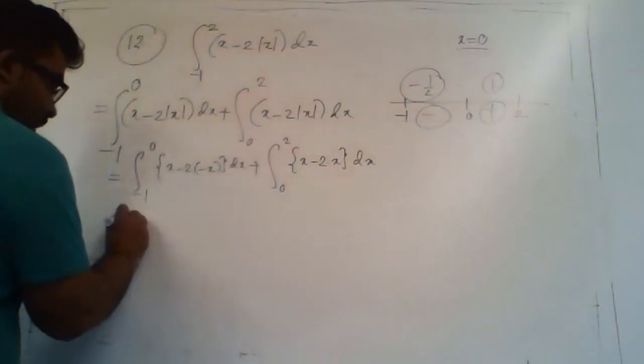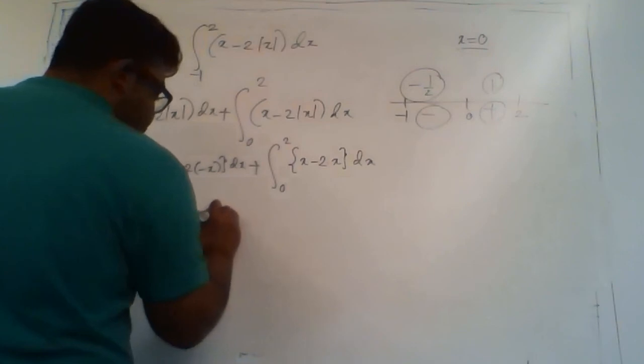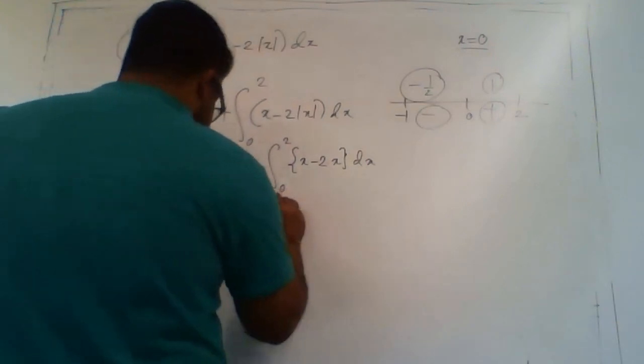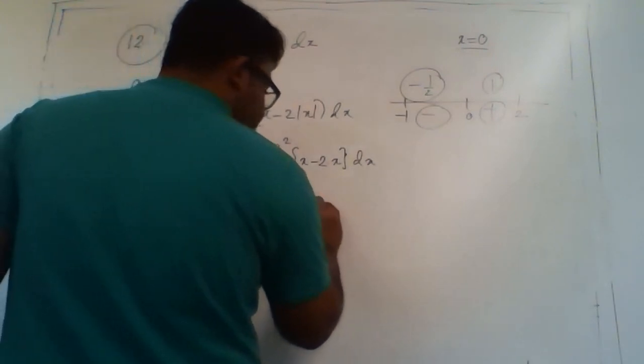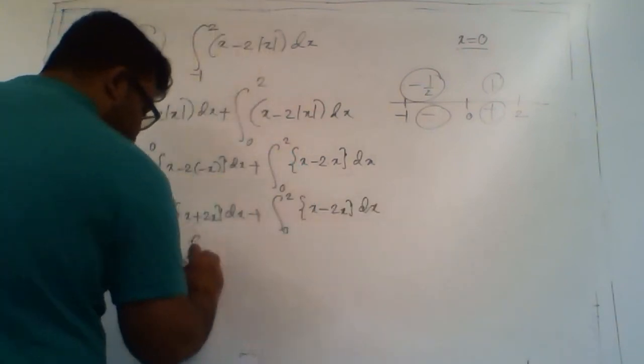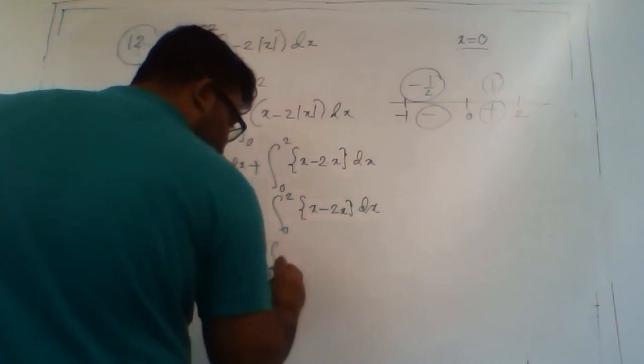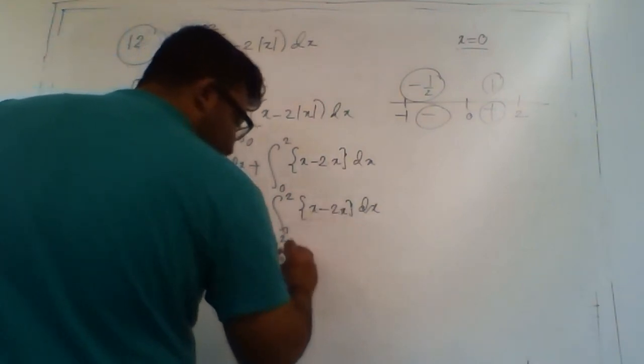Now you simplify this: minus 1 to 0, x plus 2x dx. In the second one, you get 0 to 2, x minus 2x dx. If you simplify this, you get minus 1 to 0, 3x dx. The second one, minus x dx.